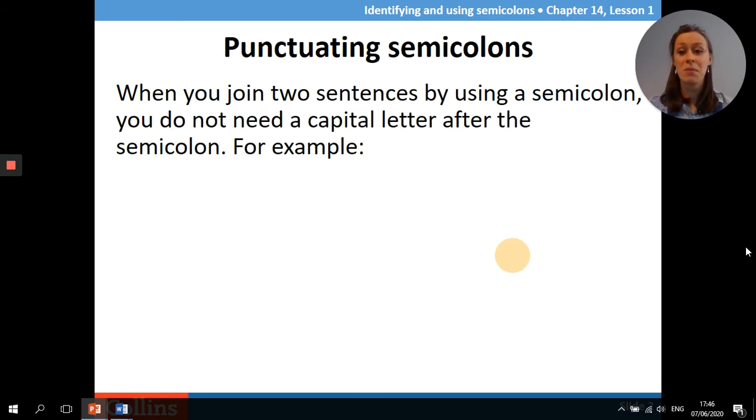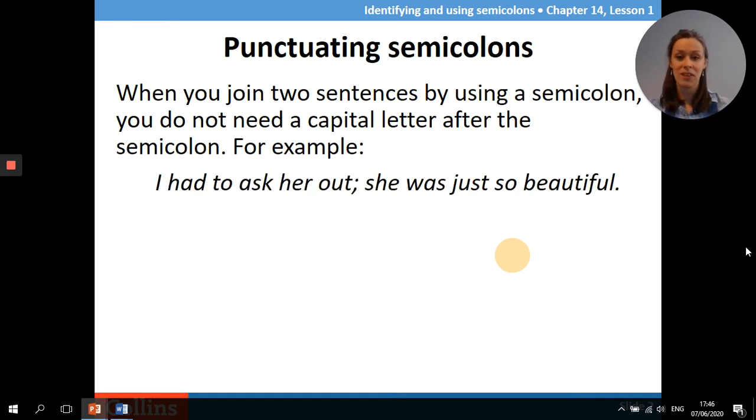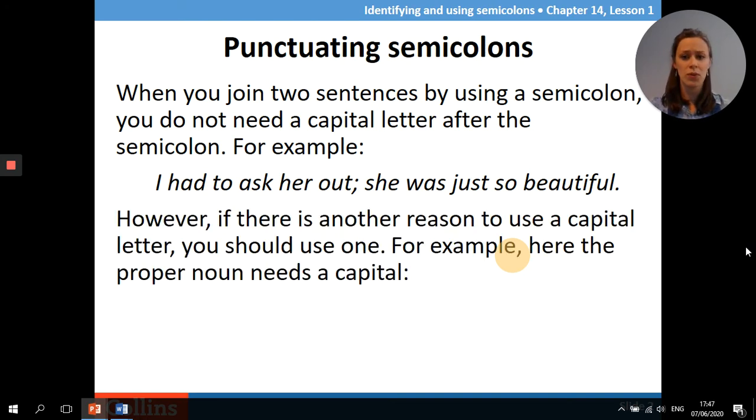It's important to remember that when you join two sentences together by using a semicolon, you do not need a capital letter after the semicolon. It's fine just as it is, like this. I had to ask her out; she was just so beautiful.